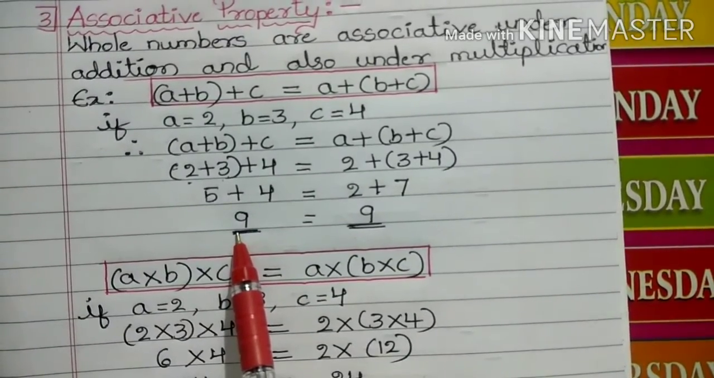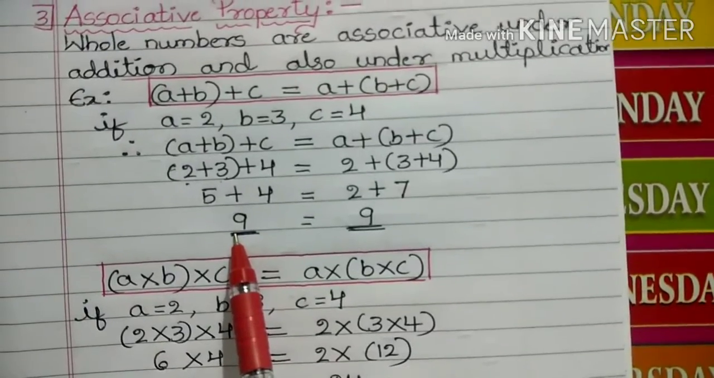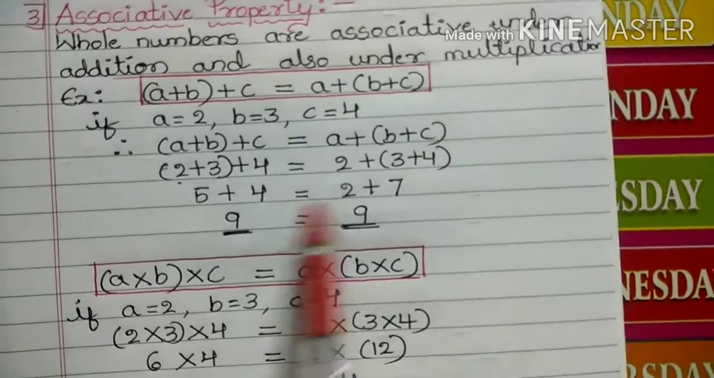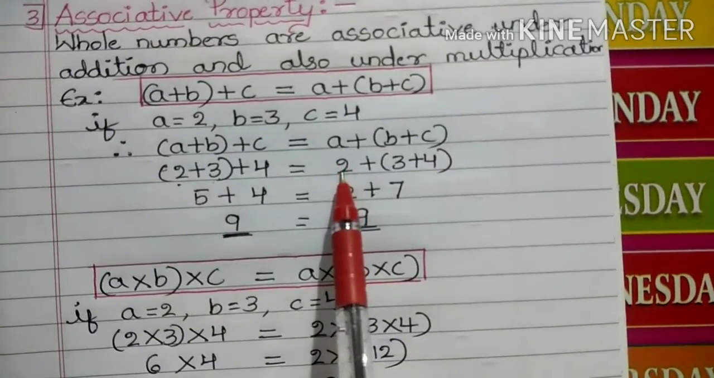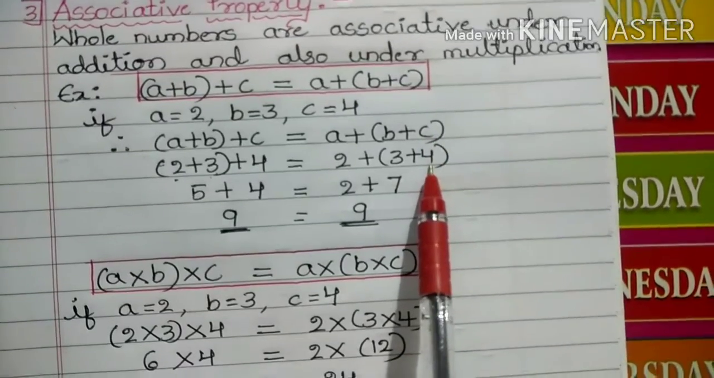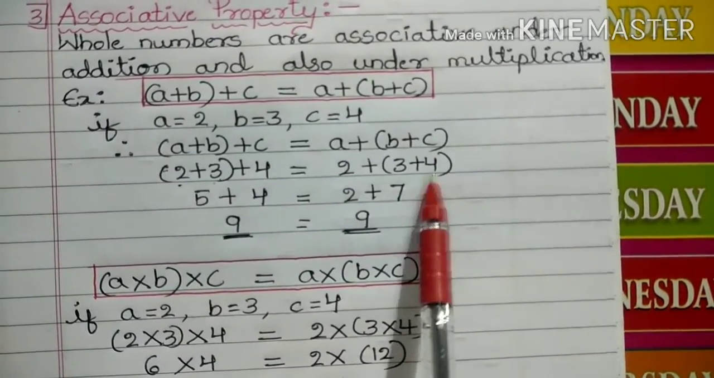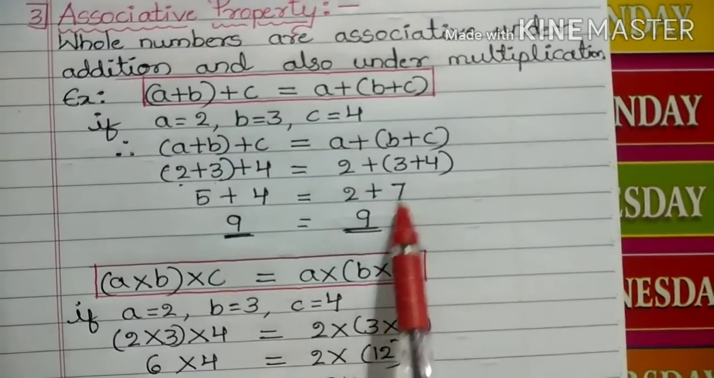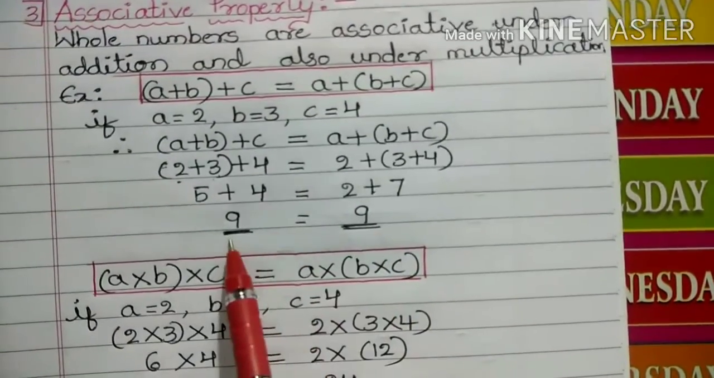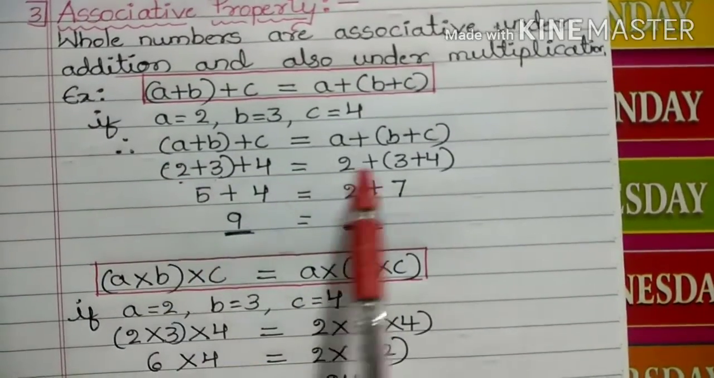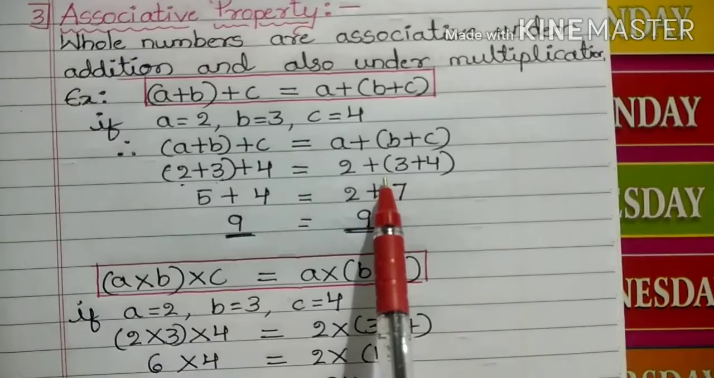This one is called LHS, the left hand side. And come to the RHS. A equals 2 plus, B equals 3 and C equals 4. Now we have to add it. 3 plus 4 means 7. So 2 plus 7 equals 9. So the LHS equals the RHS. Therefore, whole numbers are associative under addition.